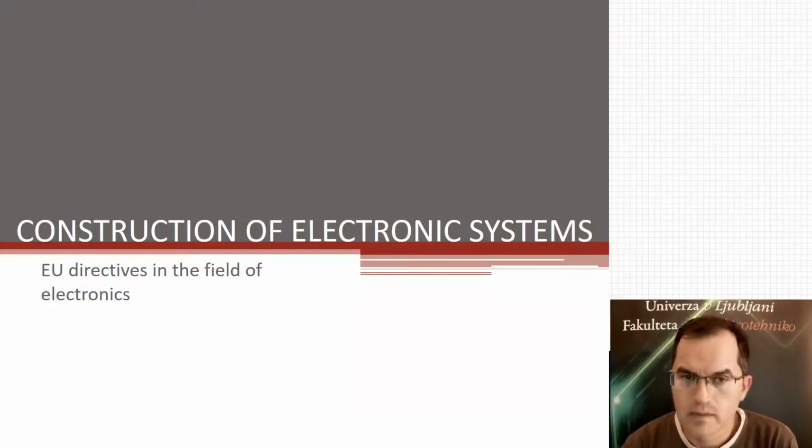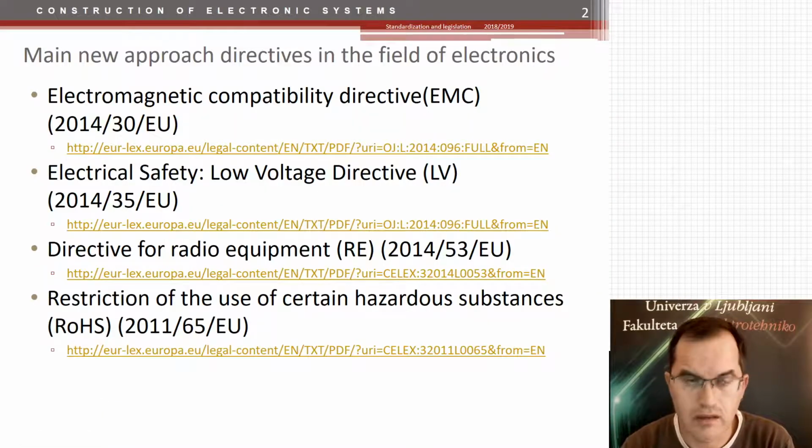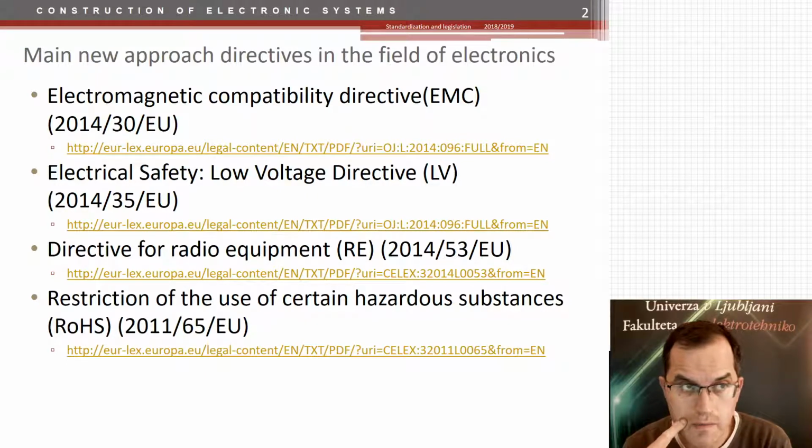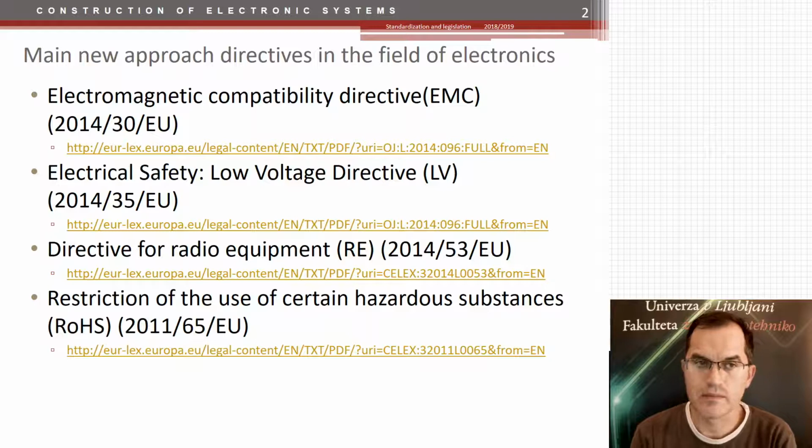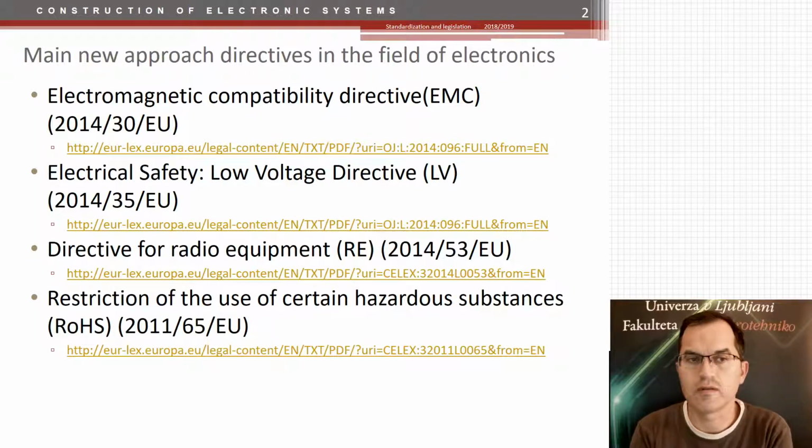Now we will go through the most common European directives in the field of electronics. So the directives which are directly in our field, the most important ones are here: the electromagnetic compatibility, the electrical safety, and radio equipment. The restriction of hazardous substances is also important, not just for electronics, but also for other areas.